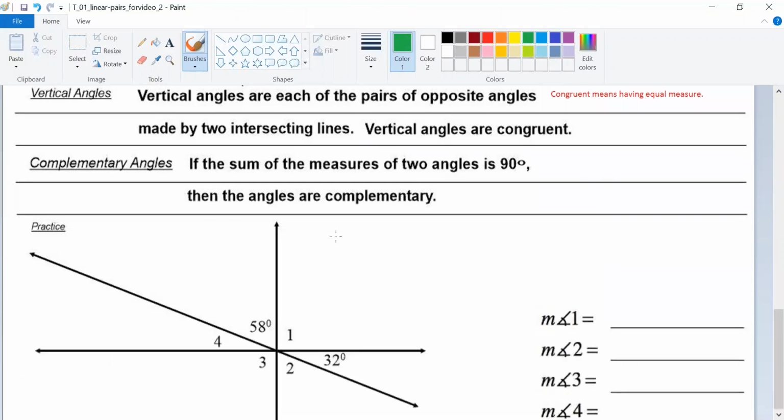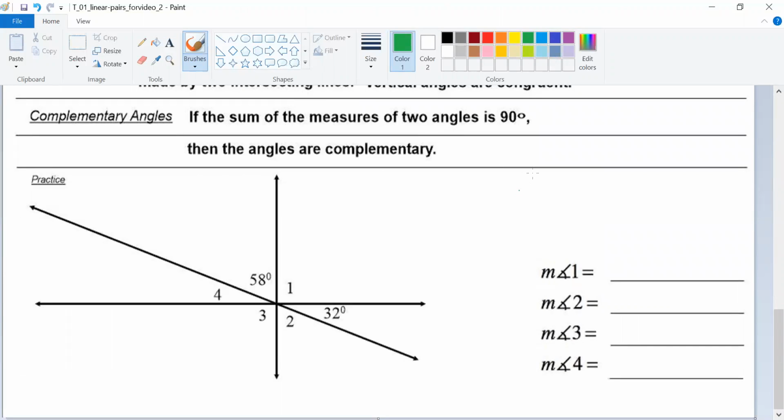Now, there's one other thing we want to talk about, and that's the word complementary. If the sum of the measures of two angles is 90 degrees, then the angles are complementary. You guys probably know what a right angle is. A right angle is 90 degrees. So this one right here, angle number 1, that would be a right angle. That would have 90 degrees. So the measure of angle 1 over here is going to be 90 degrees.